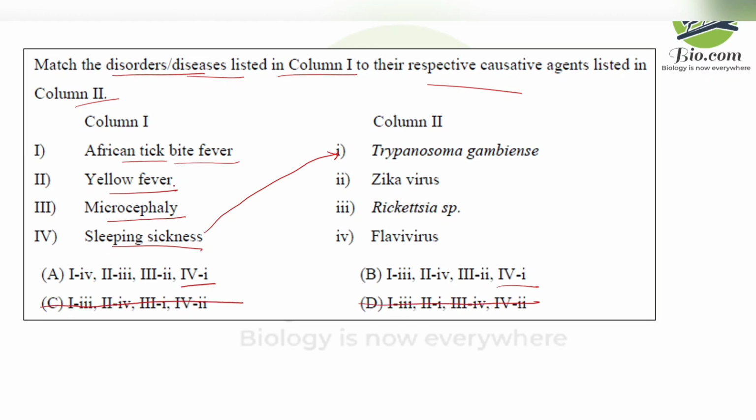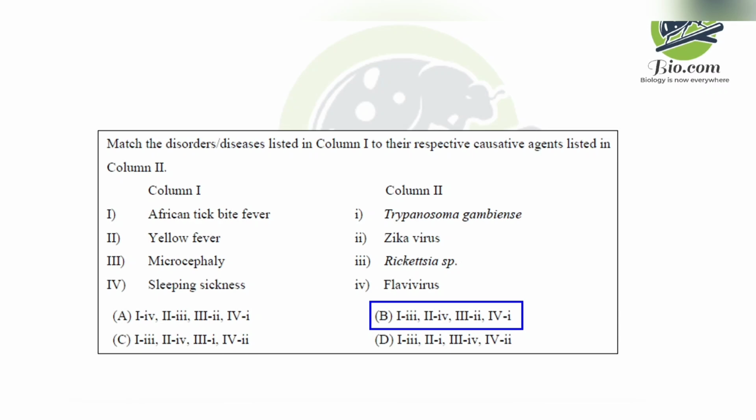Now, yellow fever is caused by flavivirus. So where is 2's 4? 2's 4 is only in this B option. So that is also eliminated. And African tick bite fever is caused by the Rickettsia species. And now microcephaly is caused by Zika virus. Third's second. So the correct answer for this question is option B. So this type of questions can be readily asked in your DBT JRF examination. So the right answer for this question is option B. You can write it down in your notebook.